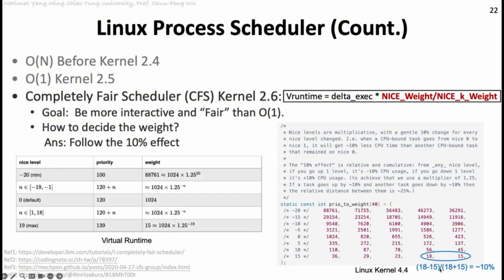And maybe you will have a question about how to get this kind of weight value. Actually, there's a lot of calculation. I'll not show it here, but if you are going to get the value out, there is a quick mapping here. How to calculate the weight is like this: there are several nice values here from 19 to -20, and here is a priority, and you can get the weight value from a given nice value, and here is a calculation way to get the weights.